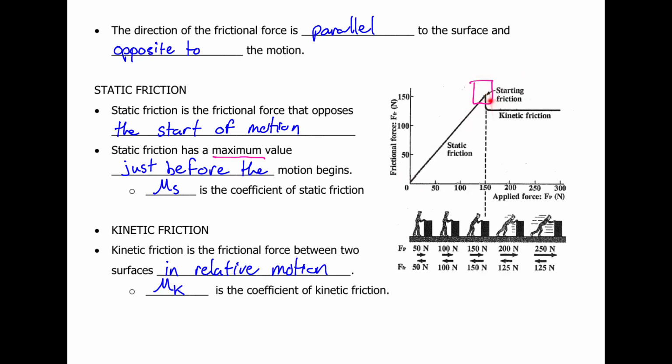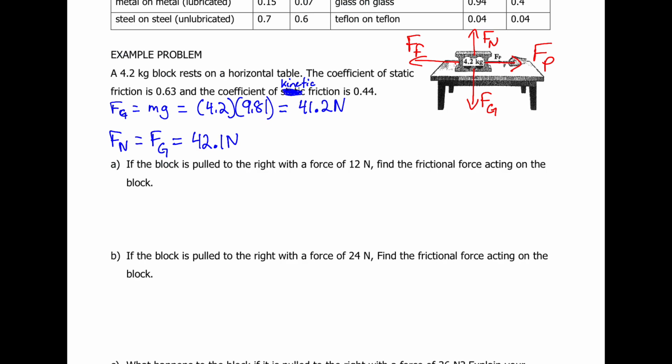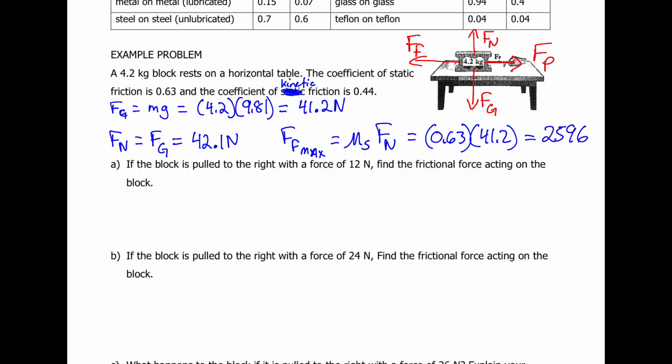So I'm going to look at the maximum value there. Back to the question, I want to find out this maximum value. So force of friction max. We're going to get mu static, because it's the bigger number, times the normal force. So we can put the numbers in here. Static friction is 0.63, and the normal force is 41.2. So the maximum friction force is going to be 25.96 newtons. That's the maximum amount of force that we can get out of this particular block table system.